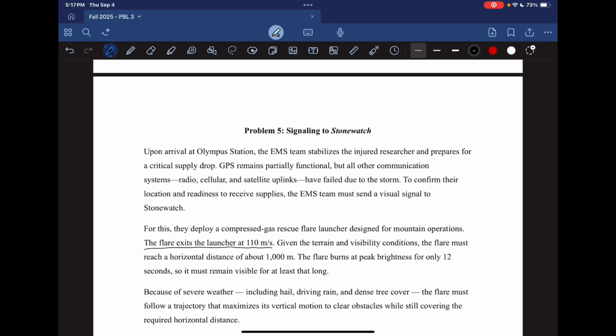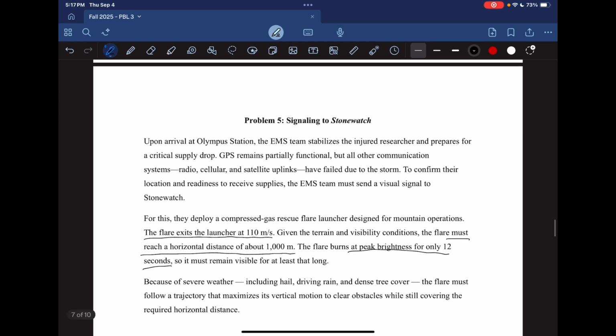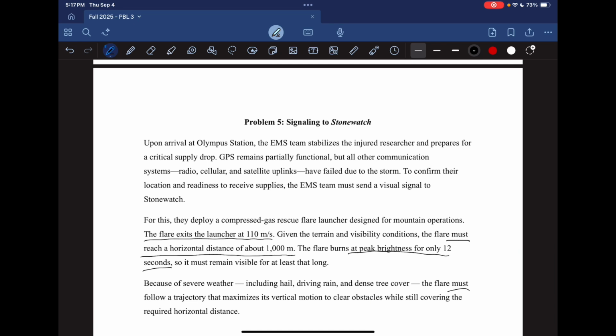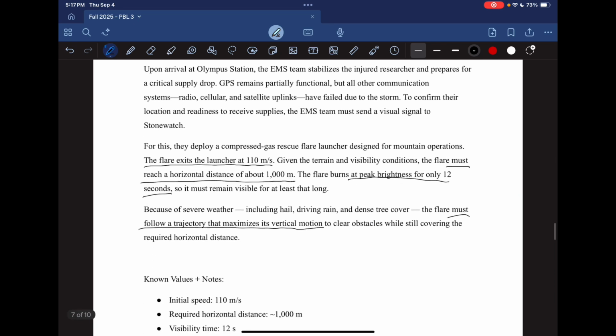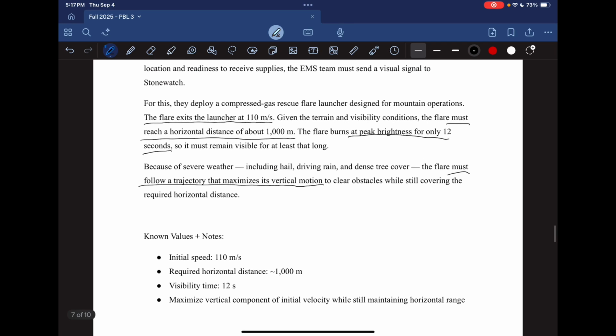The flare exits the launcher at 110 meters per second. It must reach a horizontal distance of about 1,000 meters. And then it burns at peak brightness for only 12 seconds. And then it must follow a trajectory that maximizes its vertical motion. We've taken the liberty of writing down these known values and notes for things that we need.